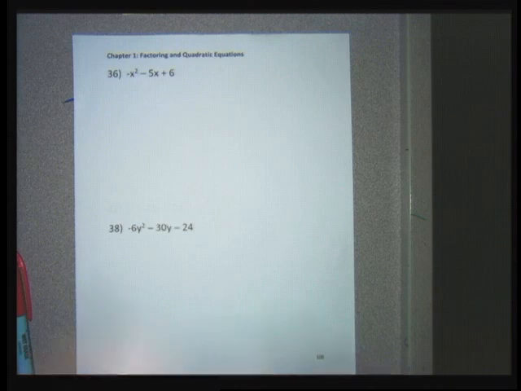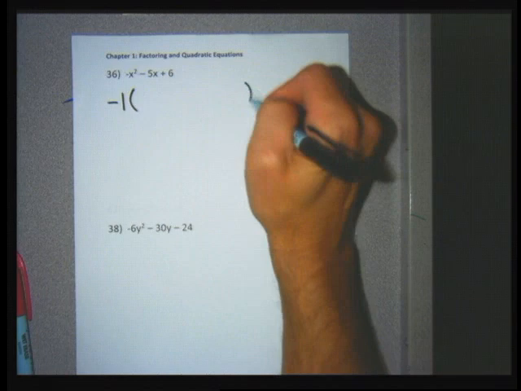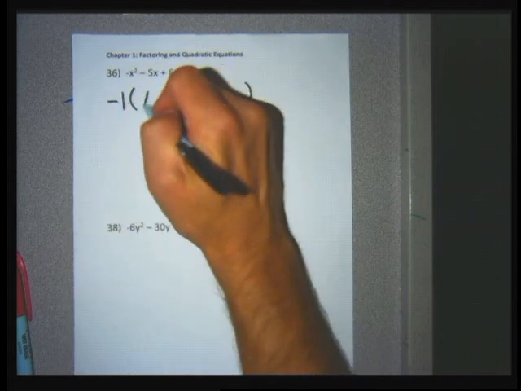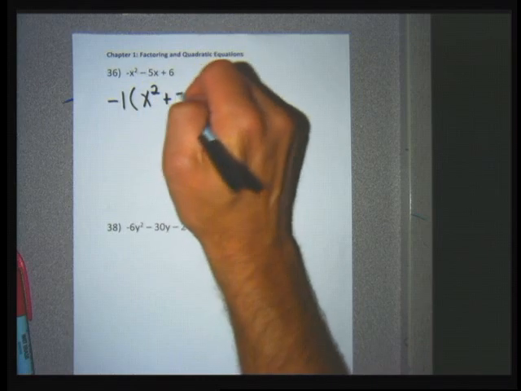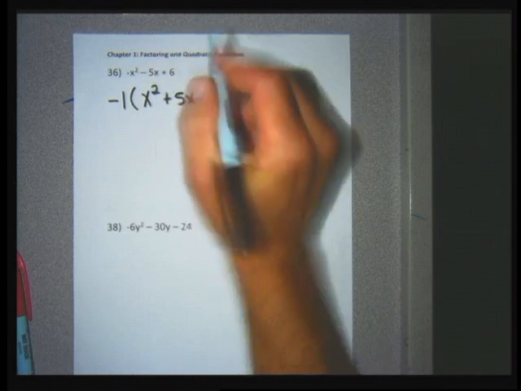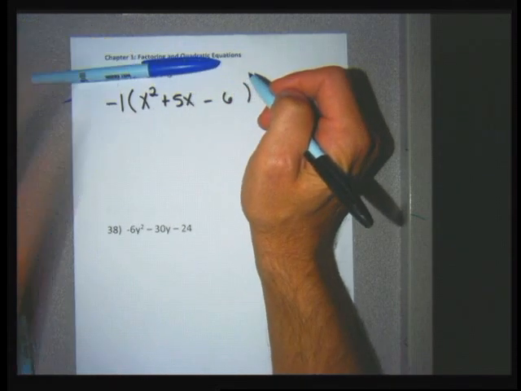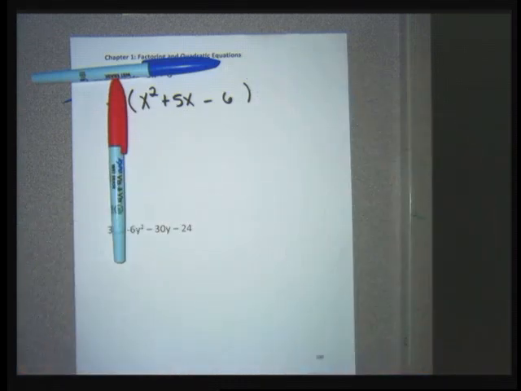36, there isn't a common factor, but I can factor out the negative 1. When I factor out the negative 1, I put the opposite in the parentheses. The opposite of negative x squared is positive x squared. The opposite of negative 5x is positive 5x. The opposite of positive 6 is negative 6. So I'm going to ignore the original problem. I'm going to ignore this negative 1. I'm going to factor what's in the parentheses.